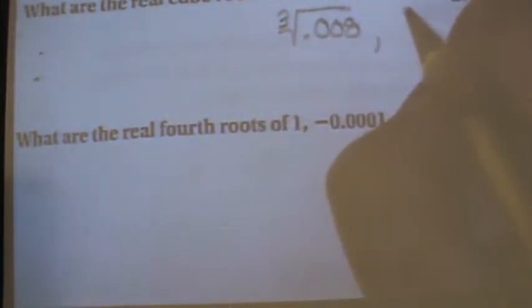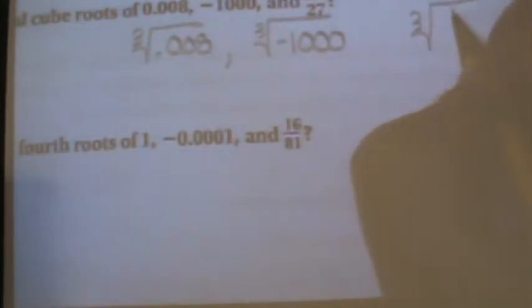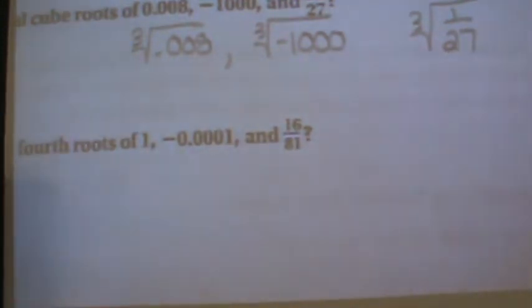So, here we go. Problem number 1, we're finding all the roots, in other words, all the answers. Now, I know some of you won't be able to do some of these in your head, but what does cube root mean? This is written in a sentence. What are the real cube roots? They're asking you to do this: cube root of 0.008, the cube root of negative 1,000, and the cube root of 1 over 27. I need 3 numbers that are the same that multiply to give you 0.008.